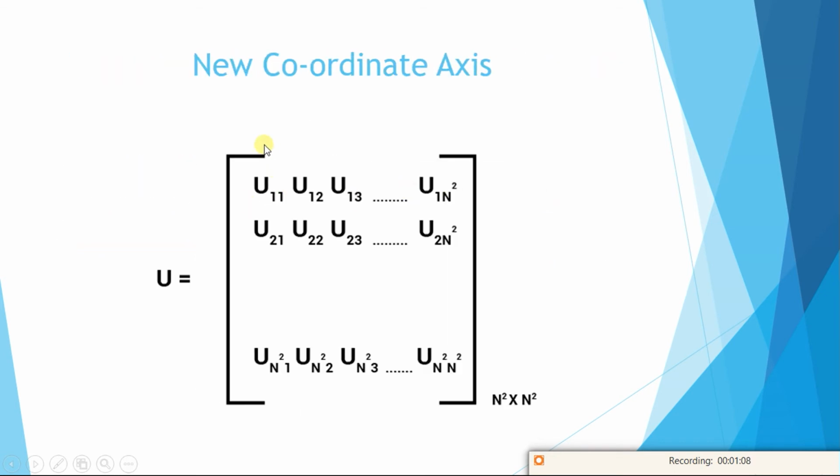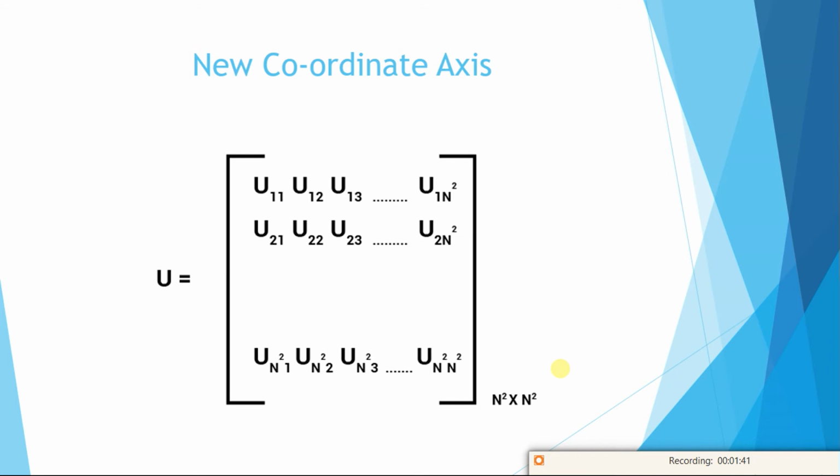This is our first principal component, this is our second, this is our third, and this is our n squared principal component. So these are the new coordinate system, or new axes, in which we are going to represent our old points. They have n square dimensions because there are n square eigenvectors. Originally the dimension of our images was n square, and now also n square. So where does dimensional reduction happen?